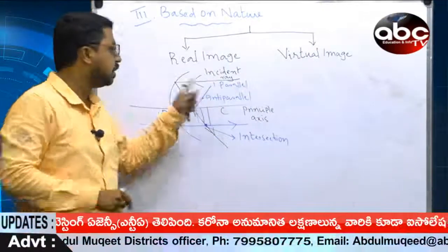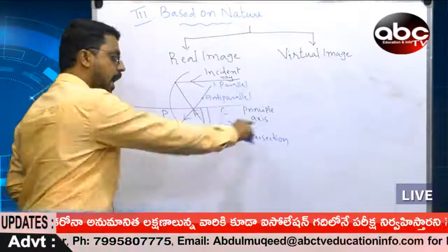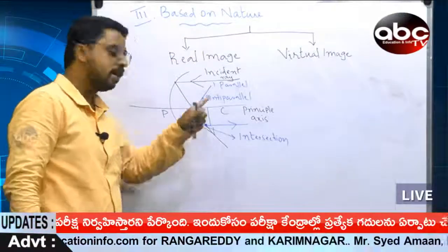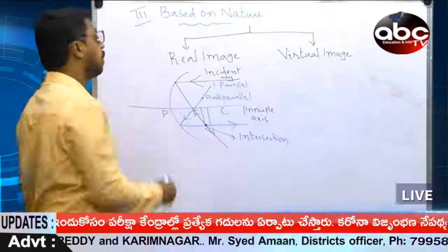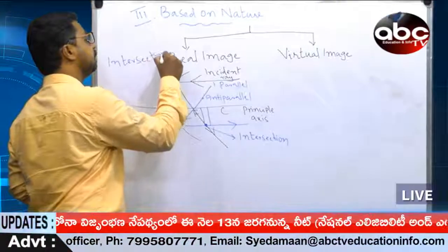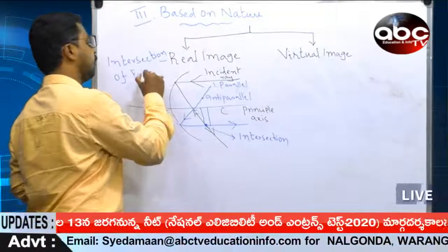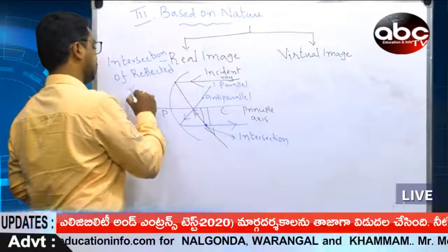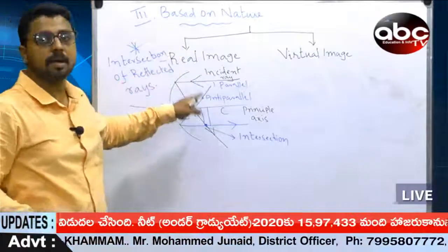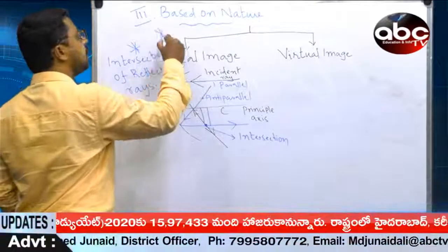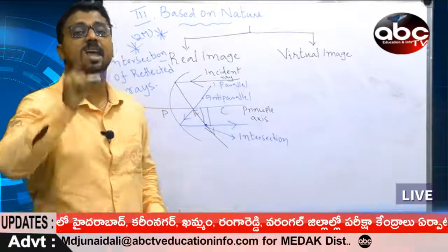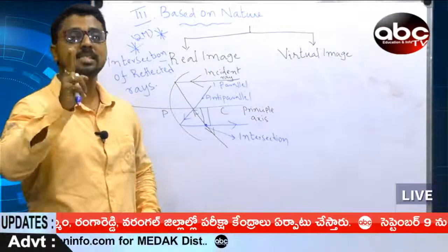So 99% of the time, a real image is formed by the intersection of reflected rays. This is the most important point: a real image is formed by the intersection of reflected rays. It is important, my dear students, because this is a very important 2-mark question: compare real and virtual images. It has been asked 3 times, once in supplementary and twice in the annual examination.